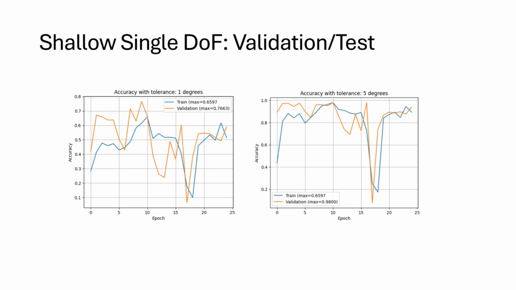To see if k-fold cross-val can actually help our model generalize better and reduce variability, we went back to evaluate the shallow single DOF model. Immediately we can see a lot less variability in our data, and we also see pretty good accuracy results in 25 epochs. We can see that with 1 degree tolerance, our validation set was able to achieve a maximum of 76%, almost 77% accuracy, while achieving 98% accuracy at 5 degrees.